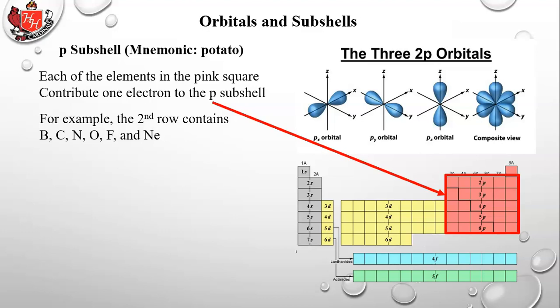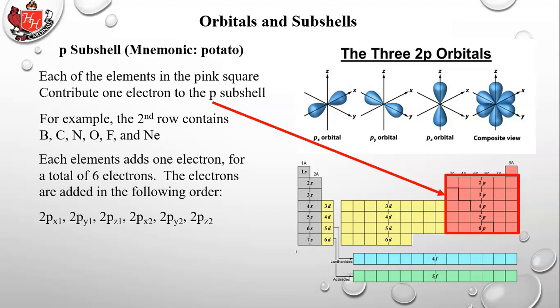For example, the second row contains boron, carbon, nitrogen, oxygen, fluorine, and neon. Each element adds 1 electron for a total of 6 electrons. The electrons are added in the following order. First, they're added to the 2px orbital. Then one is added to the 2py orbital. And then one is added to the 2pz orbital. Then the fourth electron goes back to the 2px orbital. And then the fifth one goes to the 2py orbital, and the sixth one goes to the 2pz orbital.